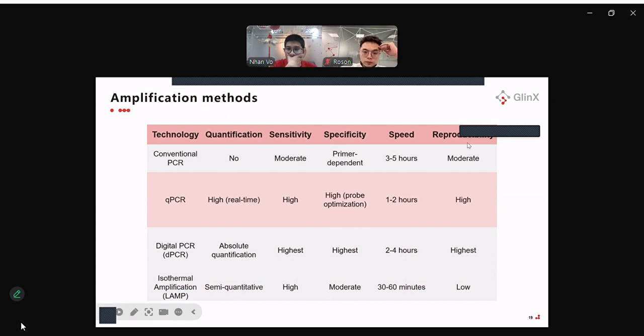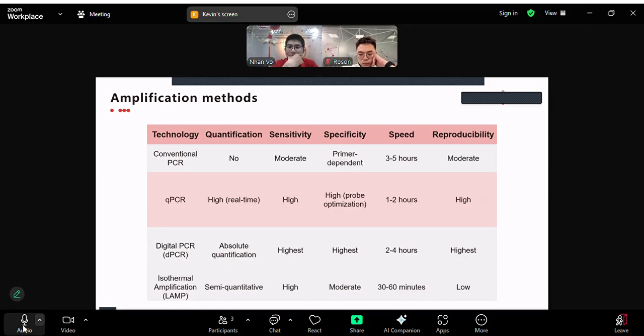But also, this kind of method is really, really expensive because the machine is really expensive, and I didn't see any machine using this kind of method because clinics cannot afford it.